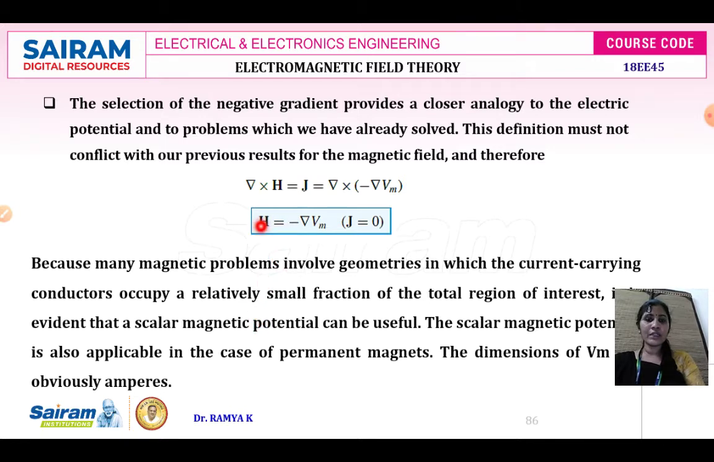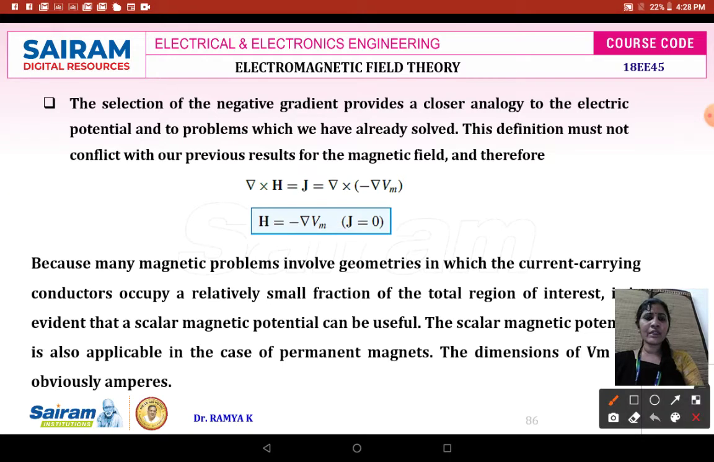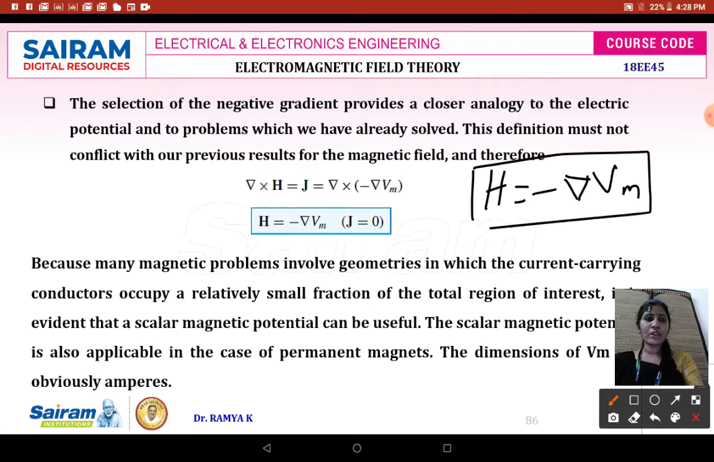We know that by analogy we have written H is equal to negative gradient of the magnetic scalar potential Vm. This should not affect the already proven laws. The already proven laws are the curl theorem and Stokes theorem. Curl theorem: curl H is equal to J, which is equal to curl of, in the place of H you can write it as negative gradient of the magnetic potential.